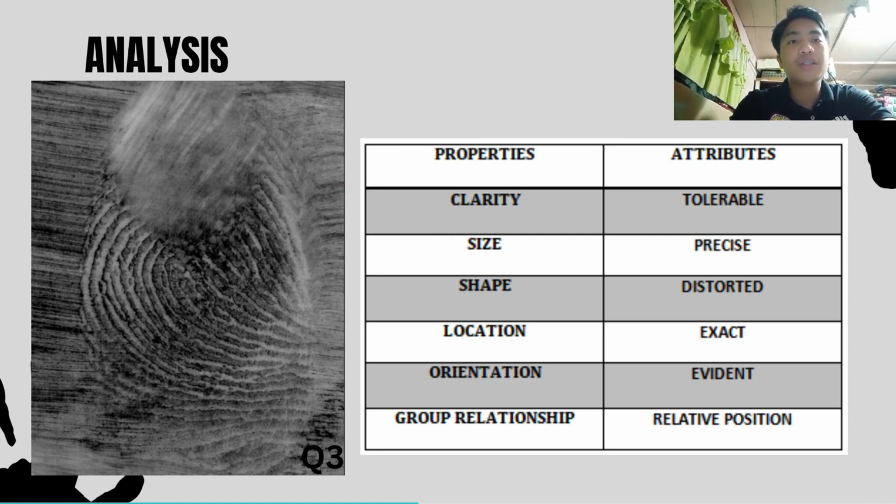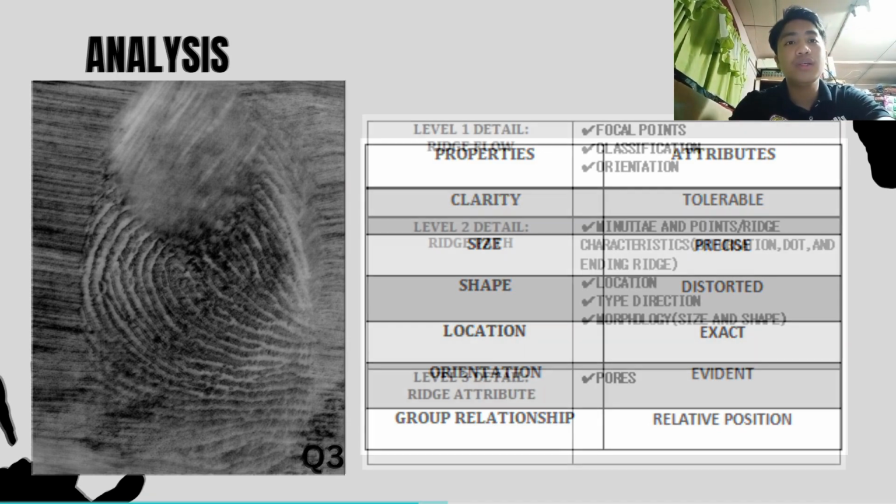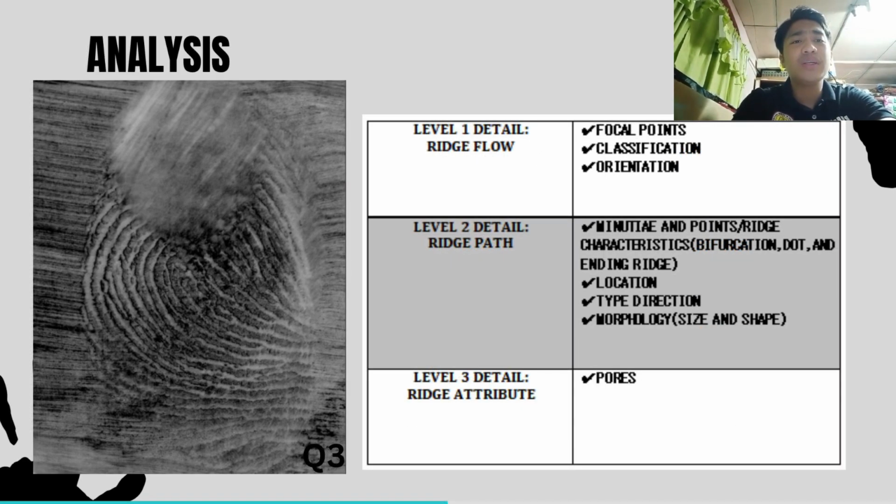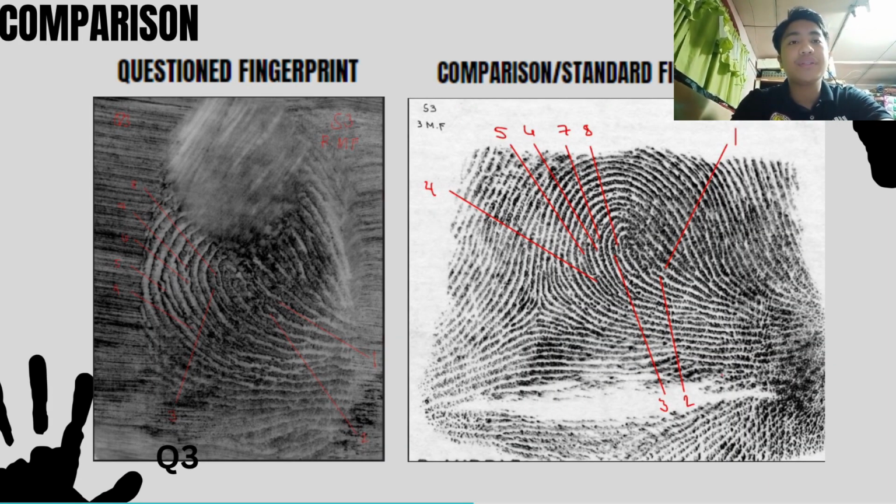It is because the ridge characteristics are clear and can be seen at its location. The number 5 property is the orientation, and the attribute of it is evident because the direction or orientation of the ridges are seen. The last property is the group relationship, which is relative position because of the pieces that is present in the prints. So, in result, we can say that level 1, 2, and 3 details are present in the examined fingerprint.